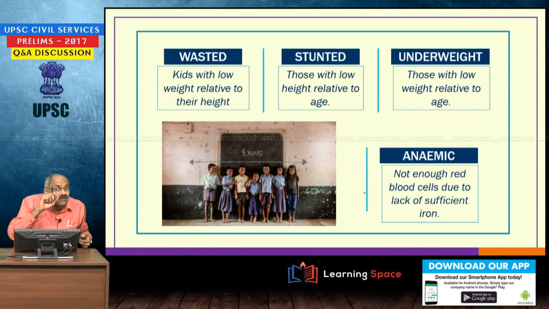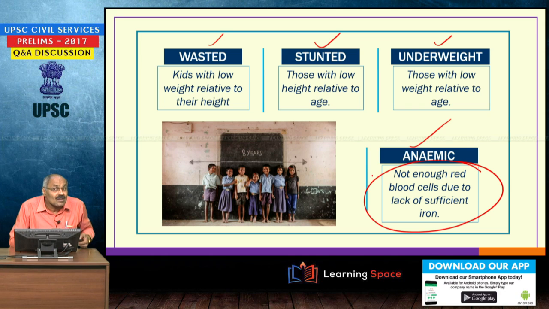Before going ahead: wasted, stunted, underweight, anemic. Anemic is also very important from an examination perspective. Lack of sufficient iron impairs the oxygen carrying capacity of the blood. Hemoglobin content will be reduced, and because of reduced hemoglobin content, the oxygen carrying capacity will be reduced, because of which students, or you can say children, may not be able to grasp things in the right perspective, right.